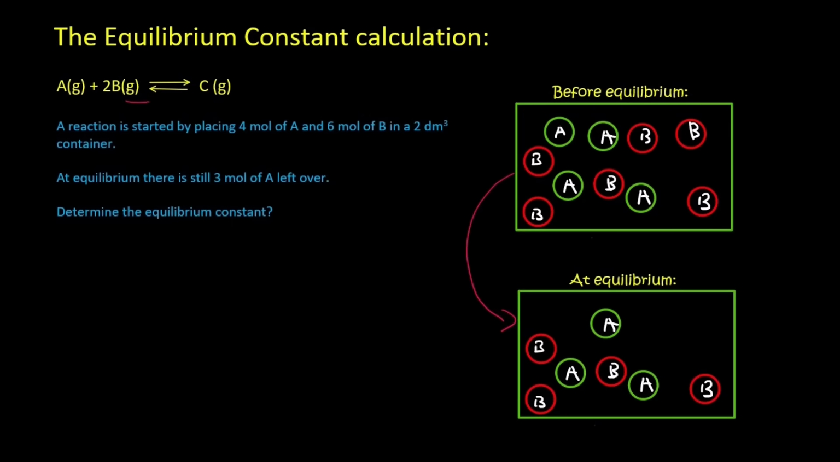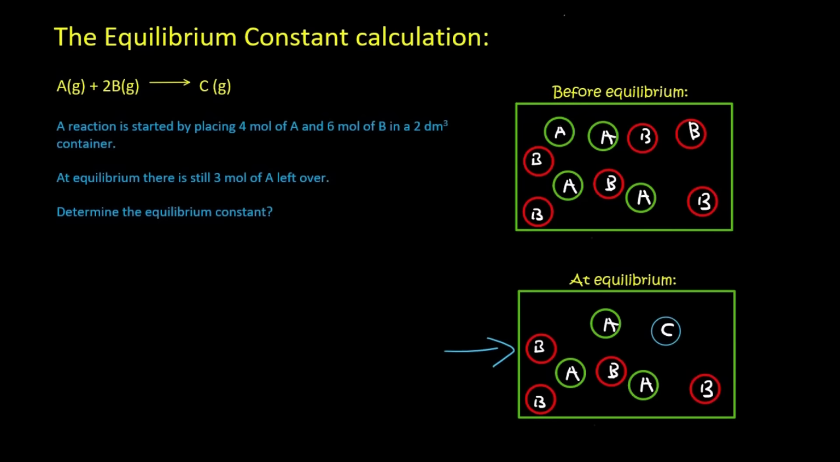Now along the way we would have formed some of C. So the ratio for A to C is a 1-to-1 ratio. So how many moles of A did we use up? Now don't say 3. 3 is what we have left over. So how much actually reacted? 1 mole reacted. And so if 1 mole of A reacted, then 1 mole of C formed. And so at equilibrium, our system would look like that.